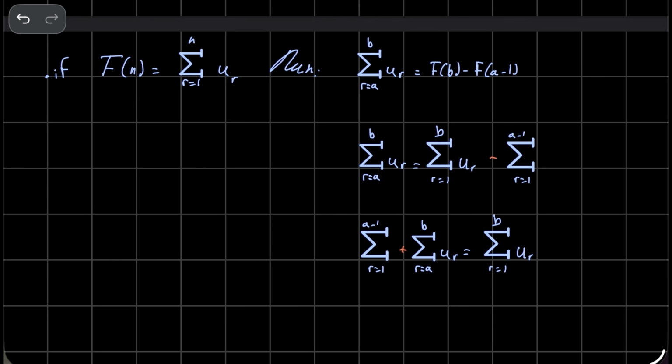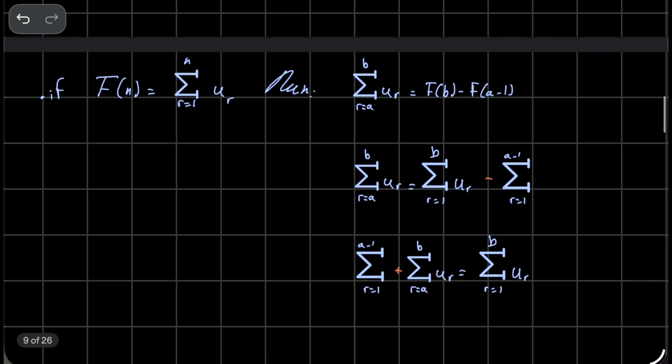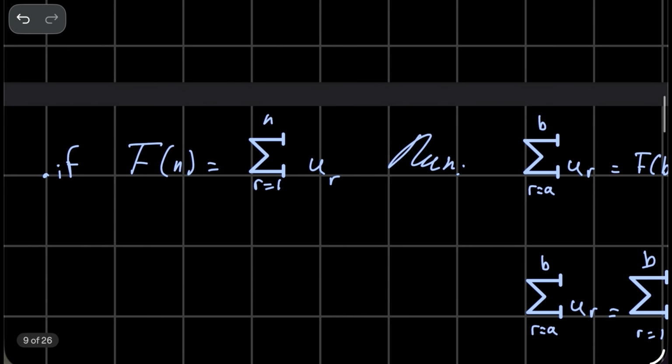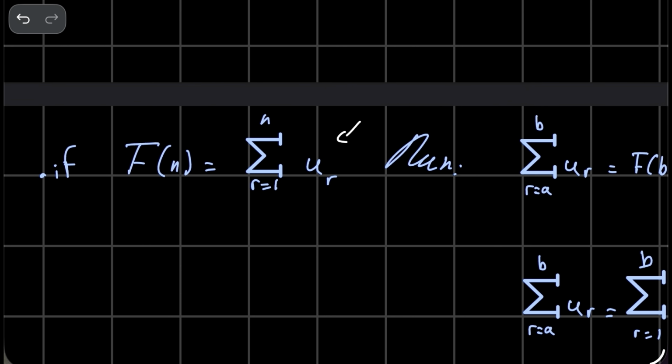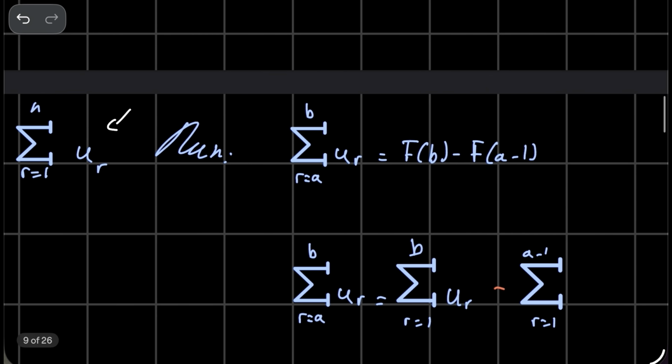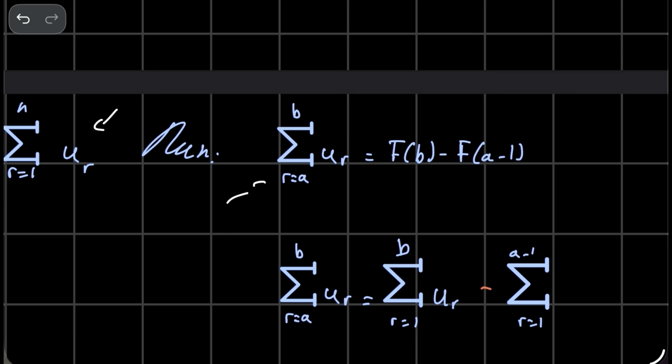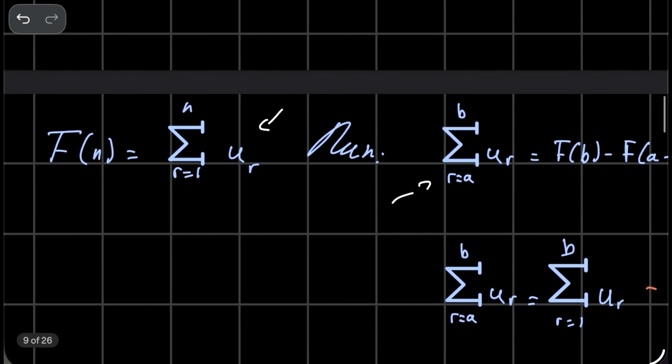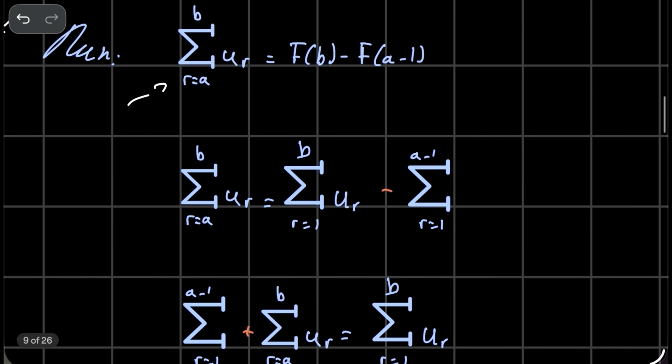Okay, students, today we have a new formula. For this one, if we have this term, F(B), then this sigma equals F(B) minus F(A minus 1). Now this may sound complicated, but let's just expand it, okay?